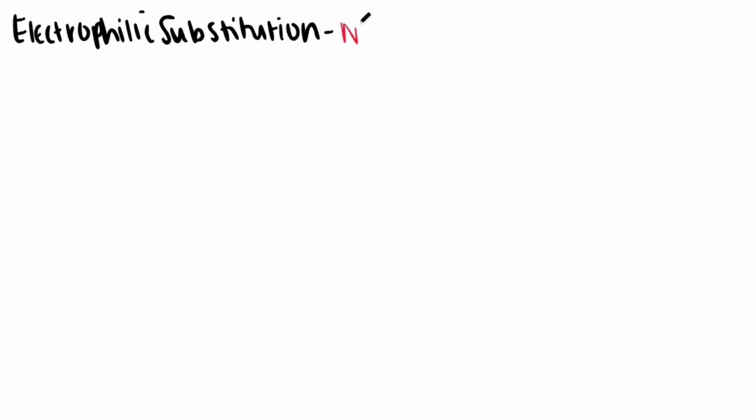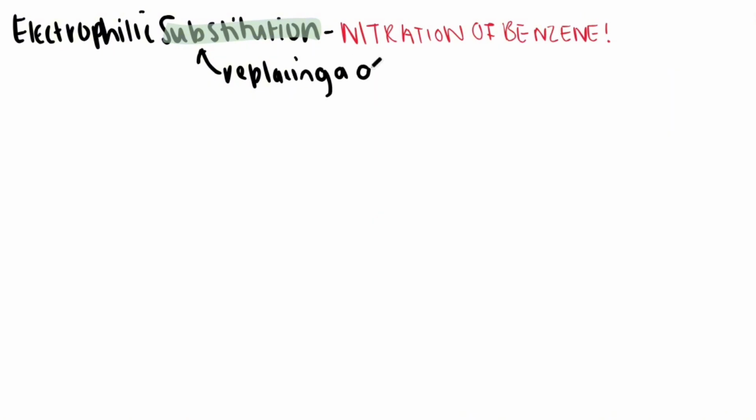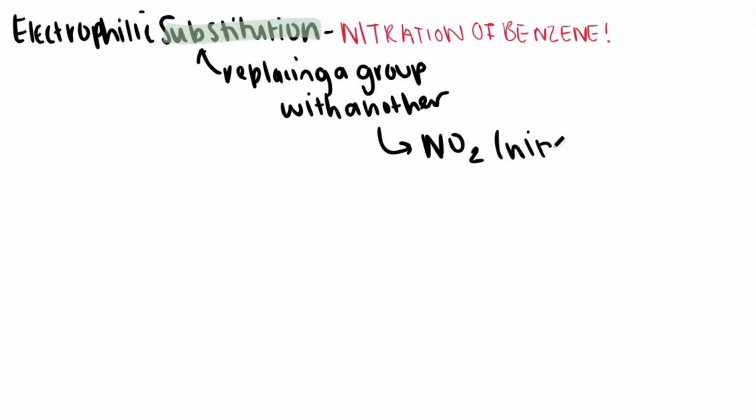Hi guys, today we're going to be going over electrophilic substitution, in particular the nitration of benzene. Now this is one of the two electrophilic substitution reactions you need to know about for A-level chemistry. Substitution is when one group is replaced by another group on a molecule, and today we're looking at when a nitro group replaces another group.